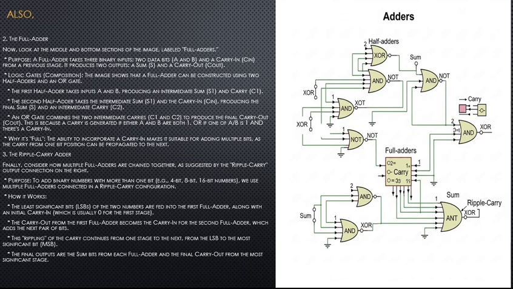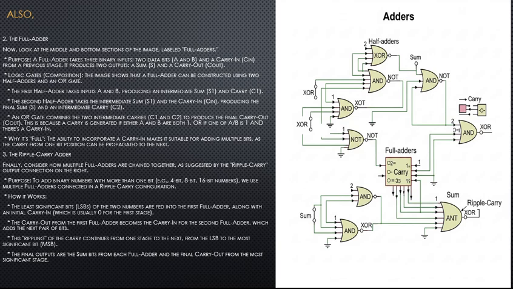Let's look at the ripple carry adder. Finally, consider how multiple full adders are chained together, as suggested by the ripple carry output connection on the right. You can view this in the image above. What's its purpose? Its purpose is to add binary numbers with more than one bit, for example 4-bit, 8-bit, or 16-bit numbers. We use multiple full adders connected in a ripple carry configuration.